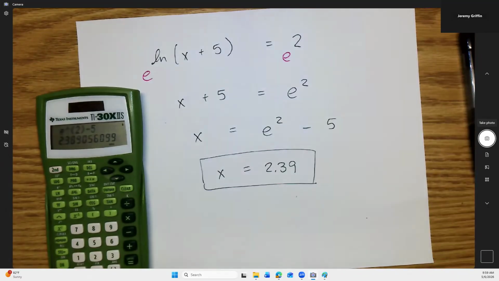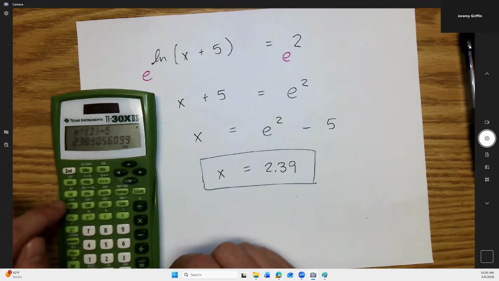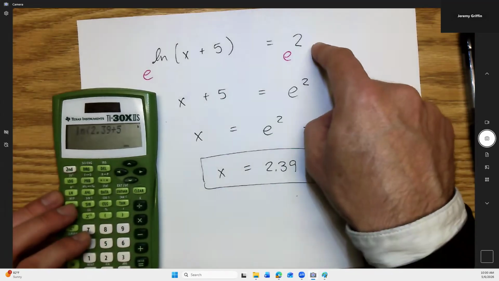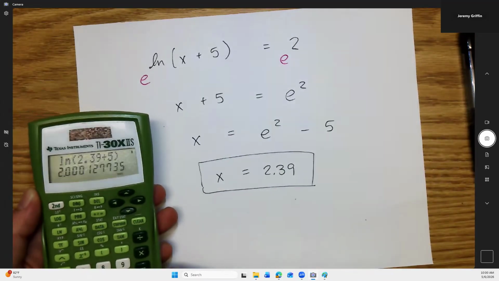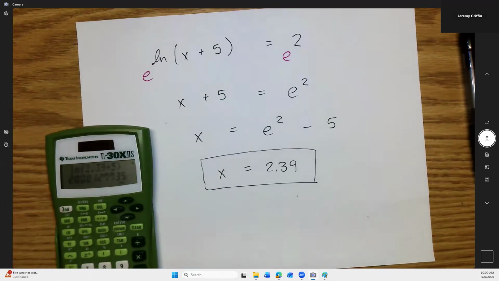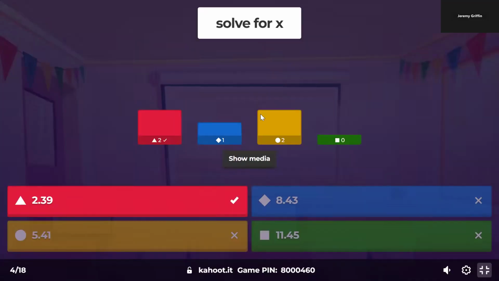You guys know natural log is log base e. Also, for all these, if you wanted to, you could take your answer and plug it back into the original statement. Okay, here, I'll do that. What if I do natural log of 2.39 plus 5? Now, this is rounded a little bit, but this should come out very, very close to 2. It is. It's 2.000 something. So if you take the answer and plug it back into the original statement, that should confirm it.